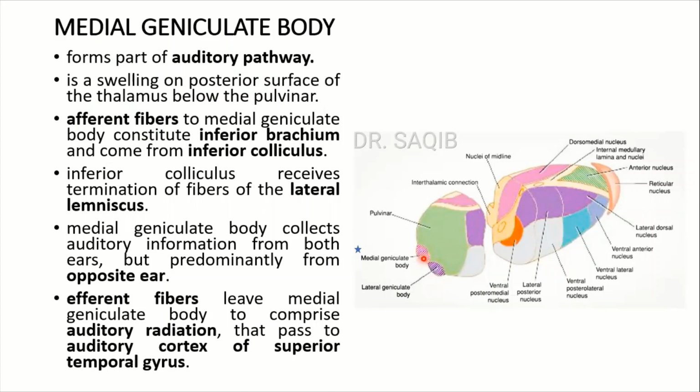Afferent fibers to the medial geniculate body constitute the inferior brachium and come from the inferior colliculus. I will show you a picture of this; you can find it in my lecture on the midbrain. The inferior colliculus receives termination of fibers of the lateral lemniscus. The medial geniculate body collects auditory information from both ears, but predominantly from the opposite ear. Efferent fibers leave the medial geniculate body to comprise the auditory radiation that passes to the auditory cortex of the superior temporal gyrus.